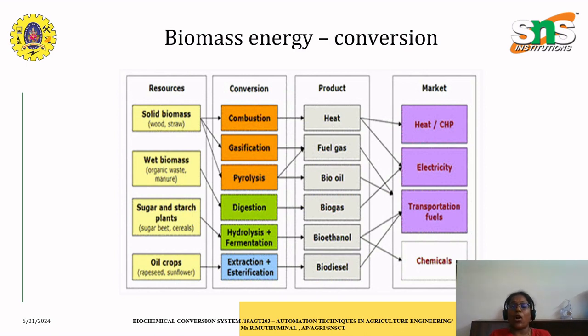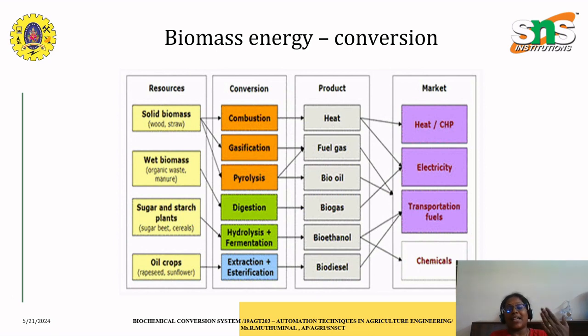This is the process involved in converting the biomass energy. This process is said to be the biochemical conversion system. The main process involved is we are grouping them into three categories. The first category is resources, the second category is the conversion techniques, and the third category is the product output. The last one is the market, which does not come under the methods or the processes, but it comes under as an output value. The output is going to be the market value.